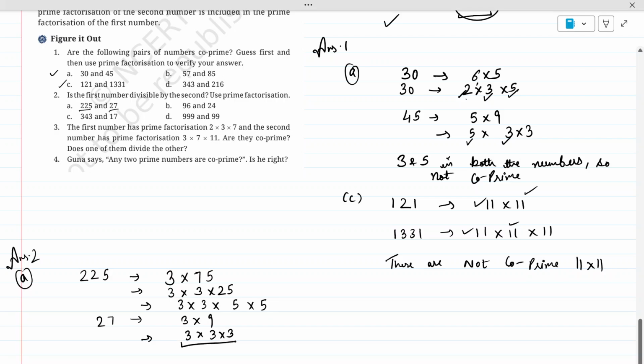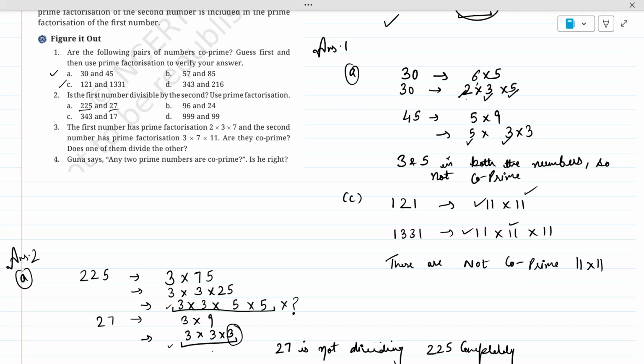Now we have to compare these numbers and these numbers. If I see here, we have 9 common in both, which is good. But this 3 is missing here. It is not present here. So that means 27 is not dividing 225 completely.